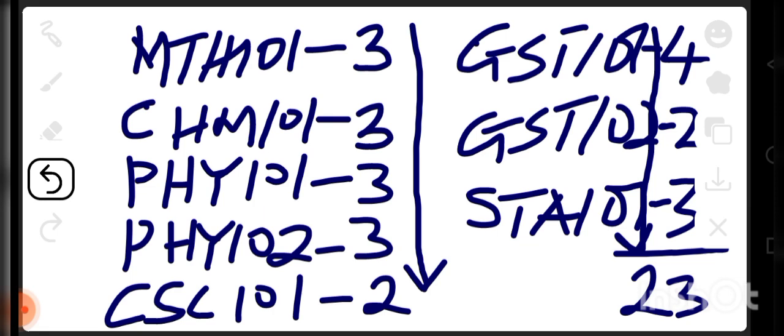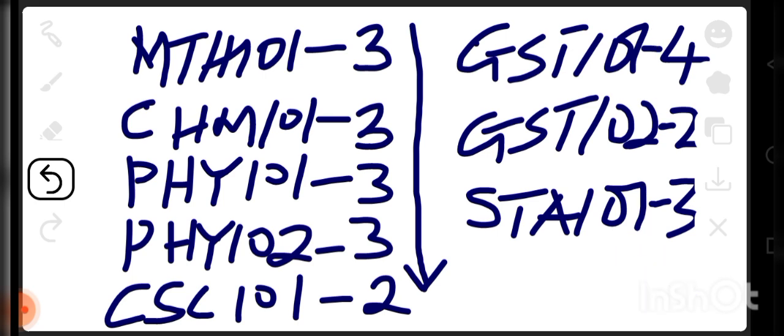Now, to get the GPA, you will keep this total unit first. Go and keep it. We have a total unit of 23 units. Now, to get the GPA, we are going to use the grades you are going to make from these courses. We can be using a 4 grading system or a 5 grading system. Let's say we are using the 5 grading system for this. Let me just remember, I'll say it's 23.